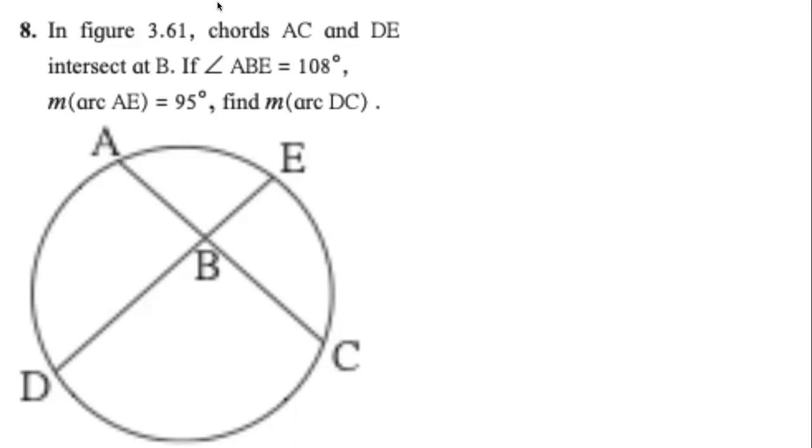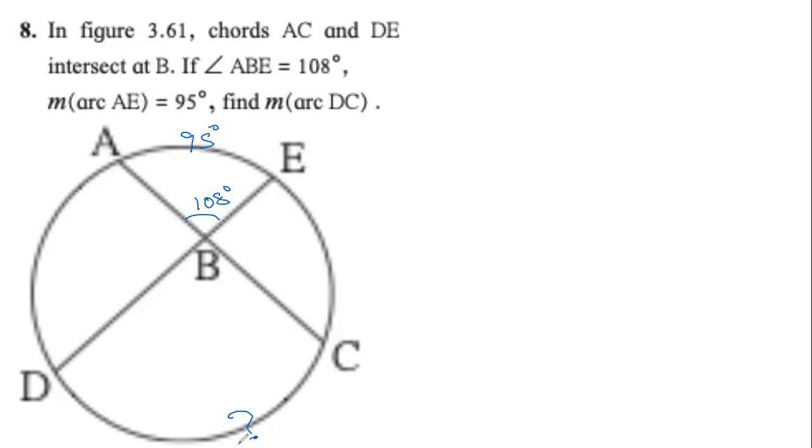Let us see how this property can be used, and we are taking a question of practice set 3.4. Very simple question. It says there is a circle and there are 2 chords AC and DE that intersect at the point B. Then it says angle ABE equals 108 degrees. Where is angle ABE? It also says measure of arc AE, so I will write here 95 degrees. The question is, what is the measure of arc DC?